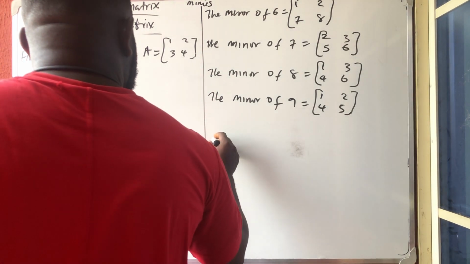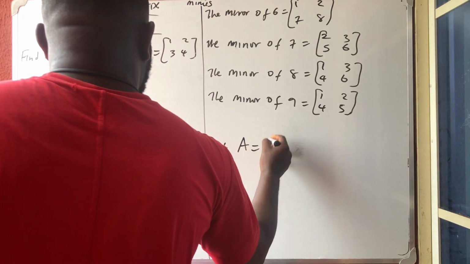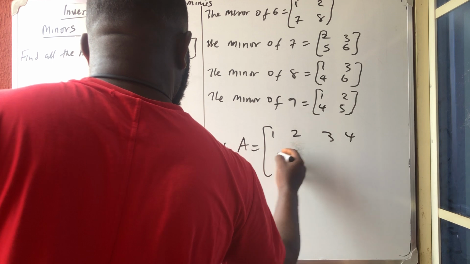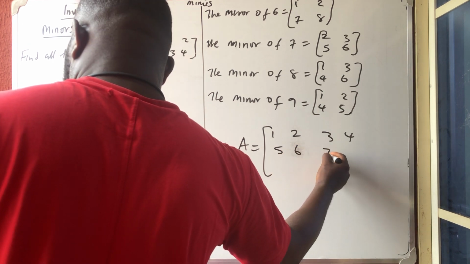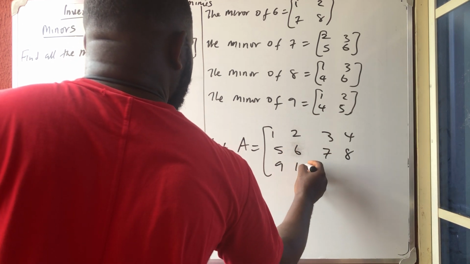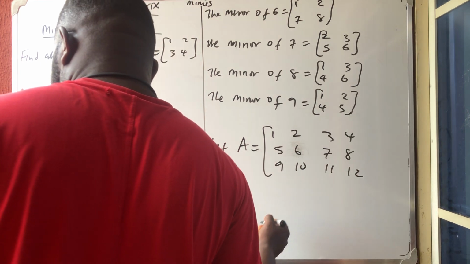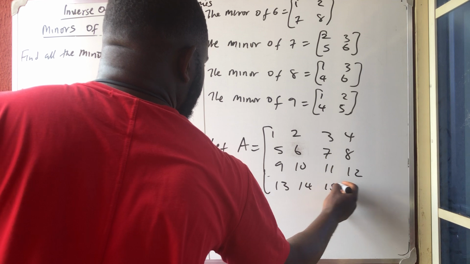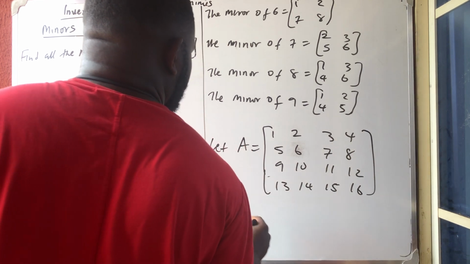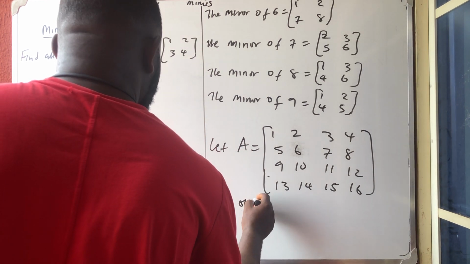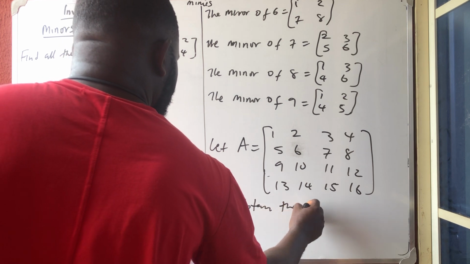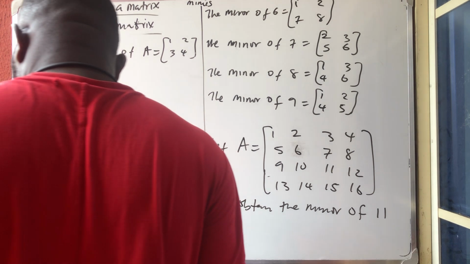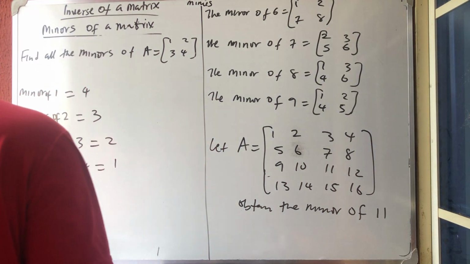Look at this. They say let A be equal to what? I'm having 1 2 3 4 5 6 7 8 9 10 11 12, 12 13 14 15 16. Okay, they say obtain the minor of 11. Obtain the minor of each of the entries.